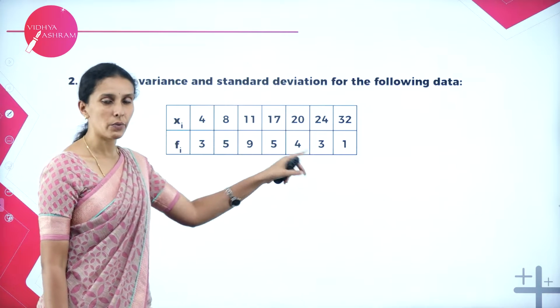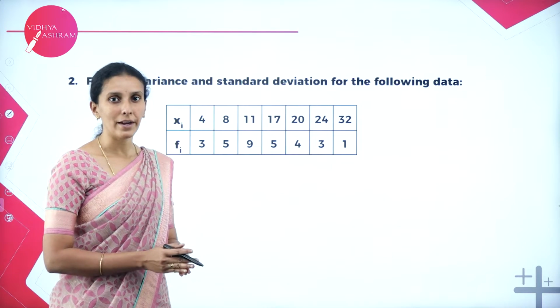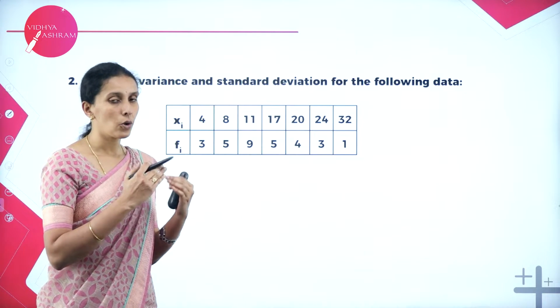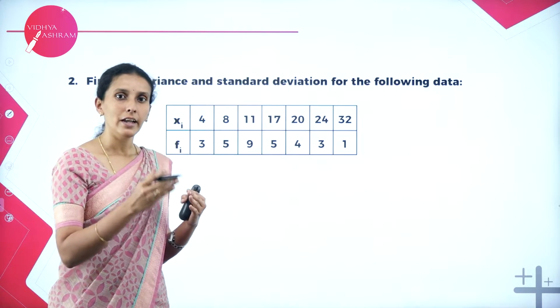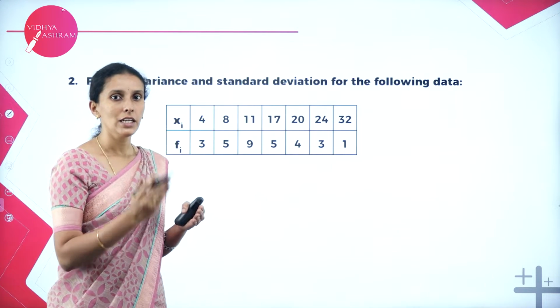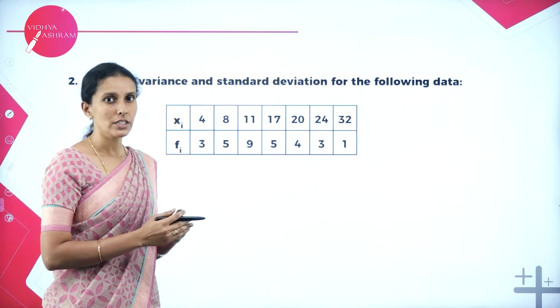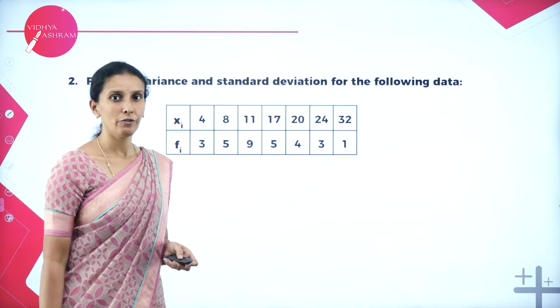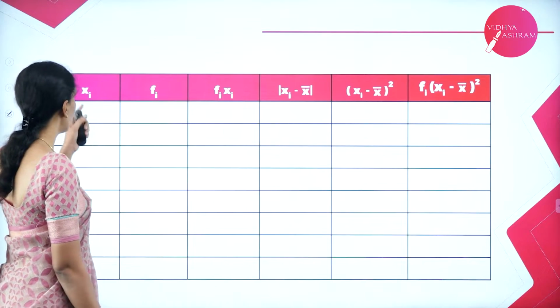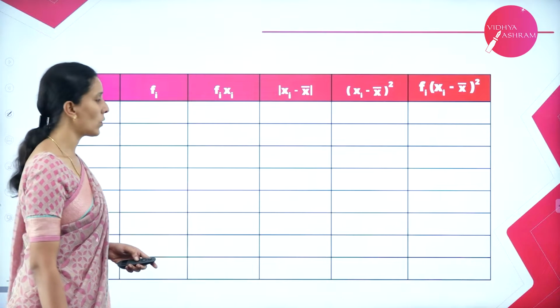Since we have a frequency here, the formula is multiplied with the frequency. Again, we are going to calculate the mean, then take deviations from the mean, then take the square of the deviations, divided by n to calculate the variance. Let's see it now. We have xi. Let's write all the scores here.